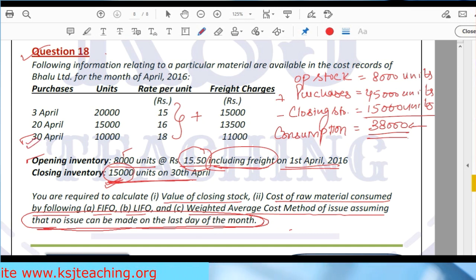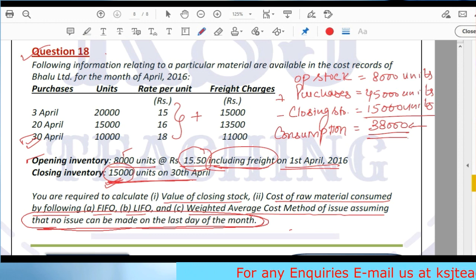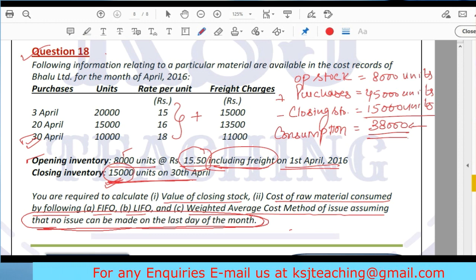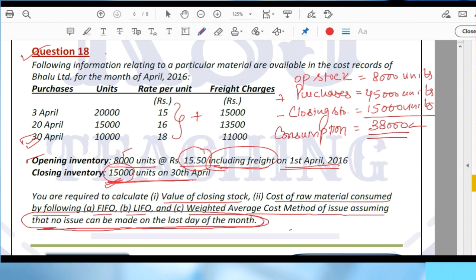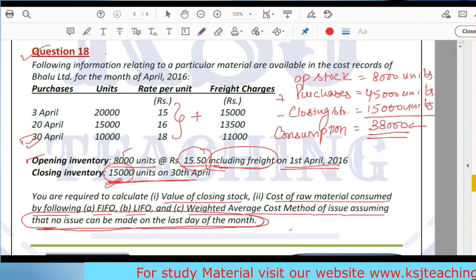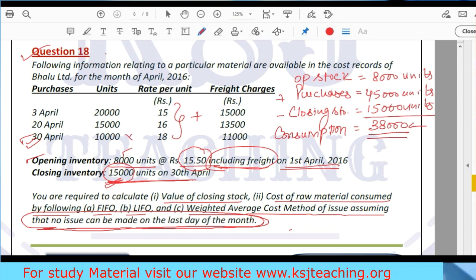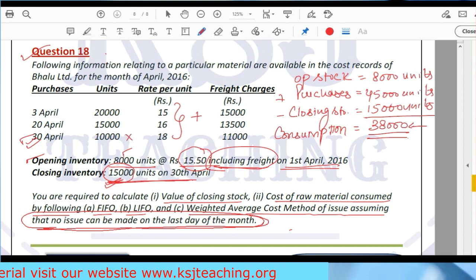That means the material which has been received on 30th of April cannot be issued. It is clearly given in the question, sir, that the material cannot be issued on the last day. Last day of April is obviously 30th of April. So material which has been received on 30th of April, how can you issue that material, when the question itself says you are not issuing anything on the last day? So in that case, we will not issue anything out of this material. This material will be there as it is.